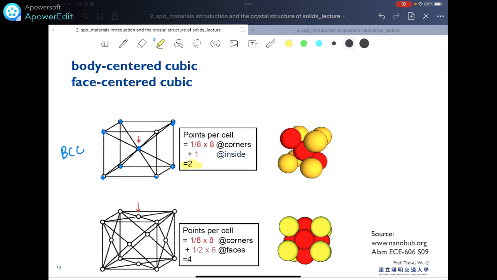And also in the case of FCC, we have the eight in the corners, and now we have six on the faces. So in the end, we have four. That's basic, but it's very important, because later on, if we need to do certain lattice analysis, usually we will refer to these different crystal arrangements.